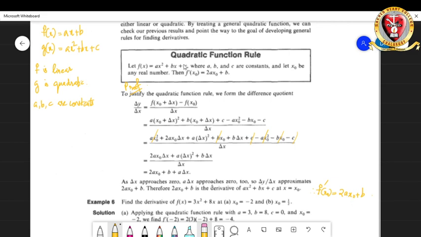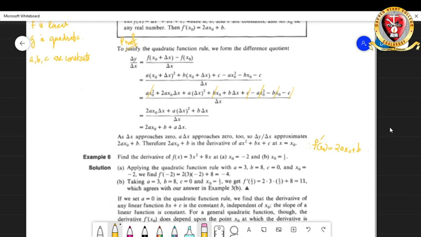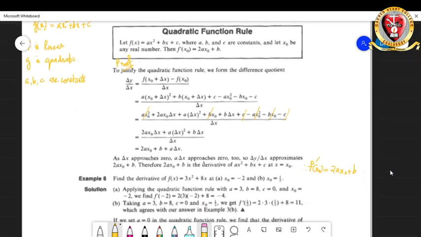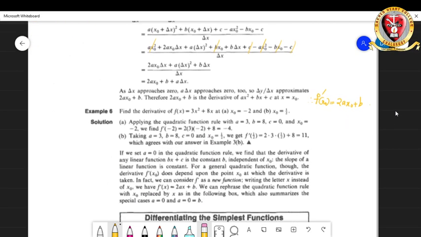So this is called the quadratic function rule. That is, whenever the function is of the form of a quadratic function, you get the derivative to be the term sitting here. Okay, now let's see example 6.